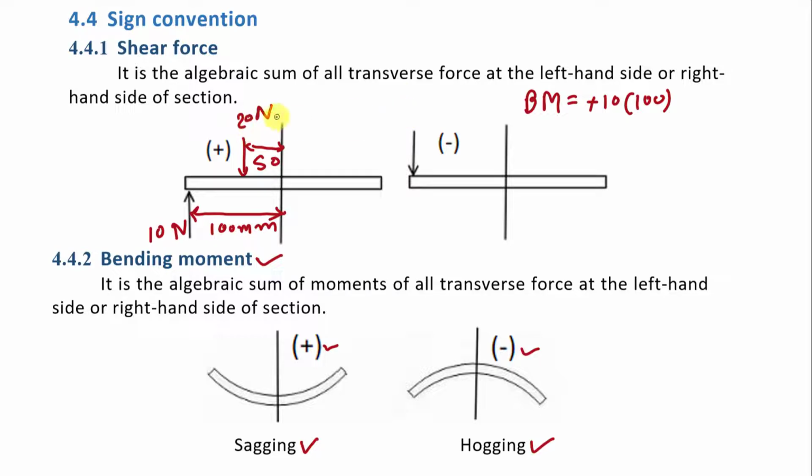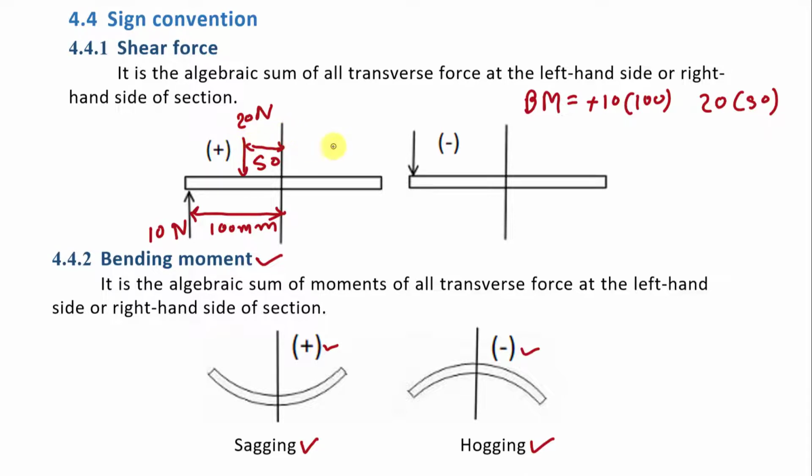Now here this 20 Newton load is in the downward direction. So what will be the bending moment due to this load? It will be 20 into the distance, that is 50 mm. And here this load is in the downward direction at the left hand side of this section.